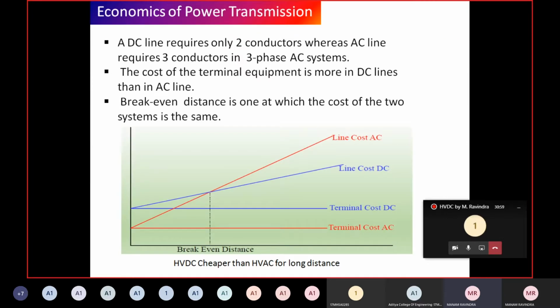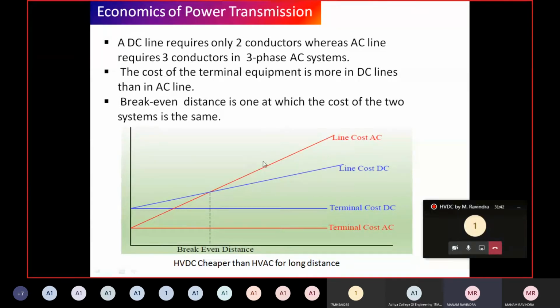Now if you go for economics of power transmission, see this diagram here. The line cost of AC and the line cost of DC are drawn here. There is an intersecting point, see here, called the break even distance. Okay, this intersecting point of line cost of AC and line cost of DC is called the break even distance. We have also mentioned here terminal cost of DC and terminal cost of AC. Here the line cost of DC is very less compared to the line cost of AC. You can clearly observe from this diagram, right? And the terminal cost of DC is very high compared to the terminal cost of AC.